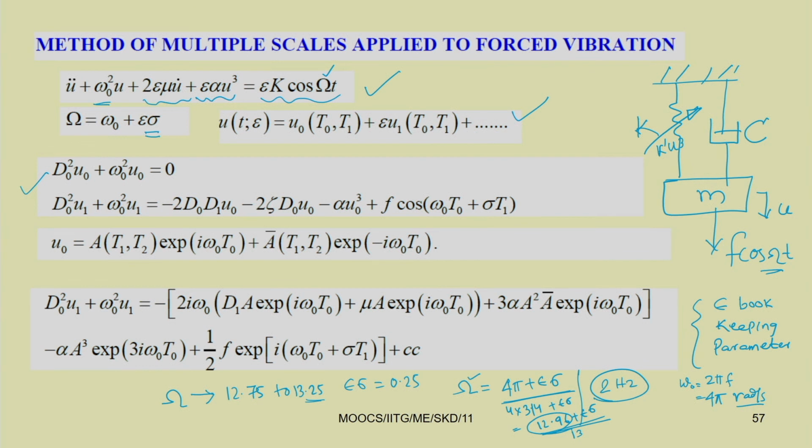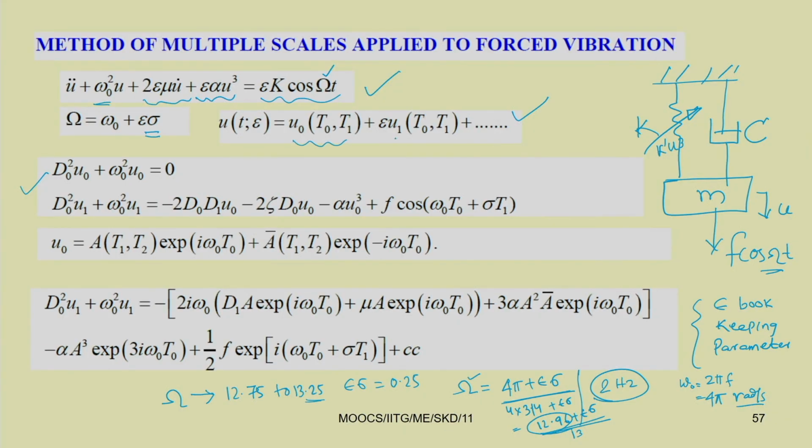So, here, unlike in the previous example, you can see we have taken a term u0 plus epsilon u1. Previously we have taken epsilon u0 plus epsilon square u1 plus epsilon cube u2. That way we have taken, but now we have taken a constant term plus this epsilon u1.